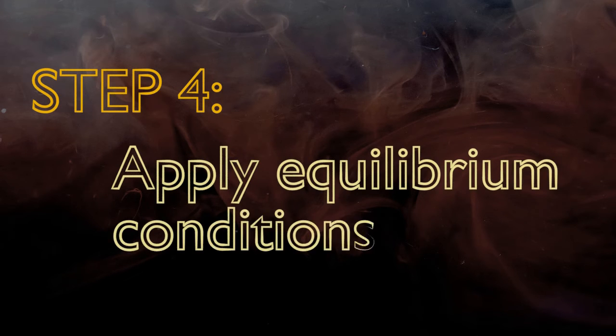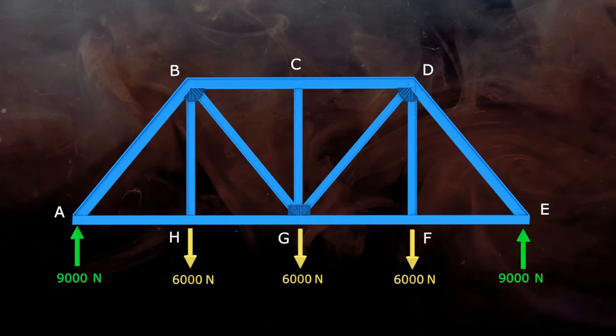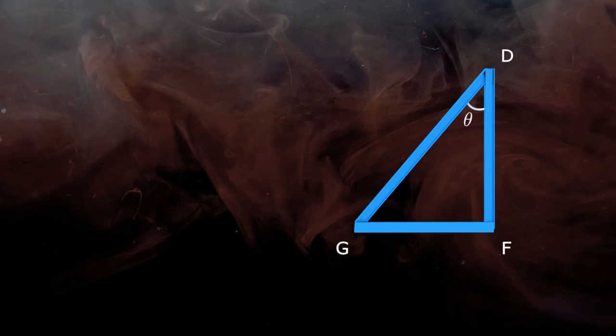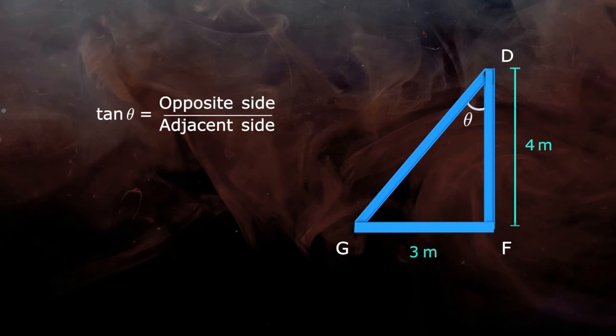So now find all the unknown forces by using equilibrium equations. But before that, if any of the selected 3 members are inclined, find the angle they make with the x or y axis. Here DG is an inclined member and let's say it makes angle theta to the y axis. Now in right angle triangle DGF, the lengths of the opposite side and adjacent side are given. So use the equation of tan theta and we get theta equal to 36.87 degree.